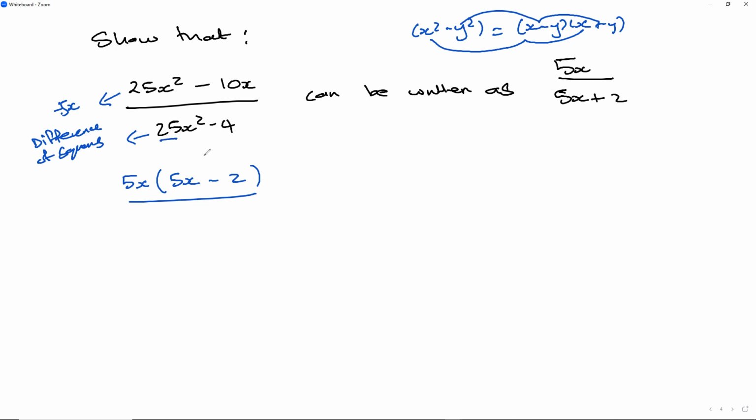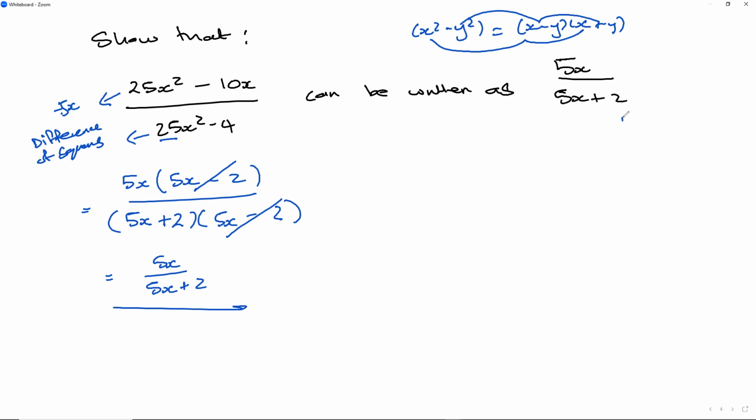So if I square root 25x squared, I get 5x. And if I square root 4, I get 2. I then put plus and minus, and the middle term will cancel out. It will disappear. And this gives me the ability to cancel out those two brackets, leaving me with 5x over 5x plus 2. And so that is done.